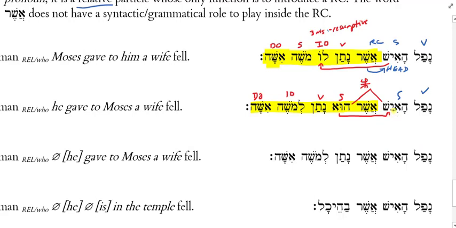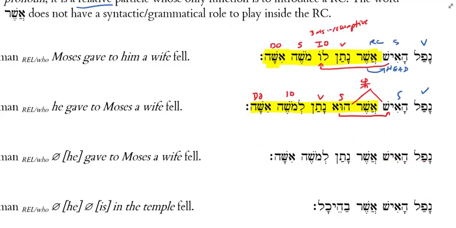So some man fell. Which man? The man who gave Moses a wife. This is a situation where, again, the subject pronoun is overt and resumptive. In English, we're not going to use it, are we? We wouldn't say the man who he gave to Moses a wife fell, right? Again, lovely Hebrew, very bad English. So we're going to smooth it out here.